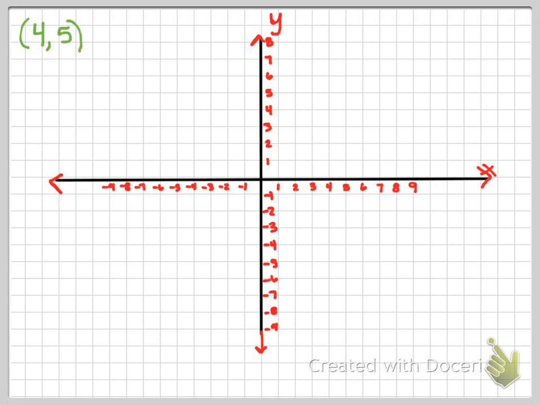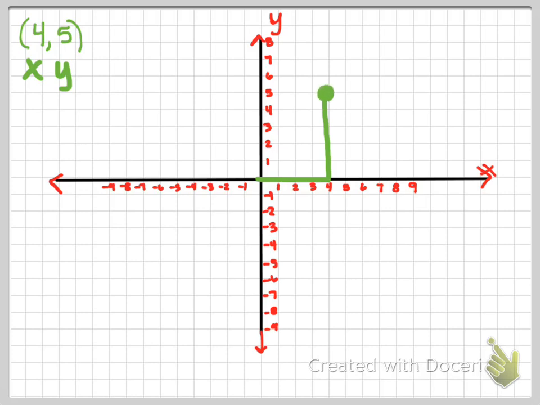And I'm going to locate that. Remember, our first number is x. Our second number is y. So I go to the x-axis and I go over 4. Now, I'm not going to place a dot at 4 on the x-axis because this ordered pair is 1 point, not 2. Once I go over 4, then I'm going to go on my y-axis up 5.